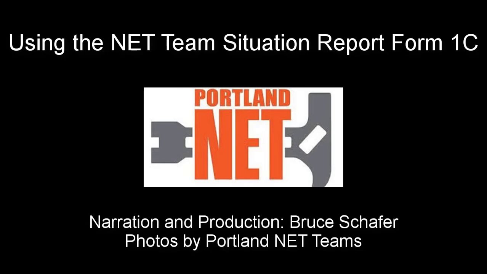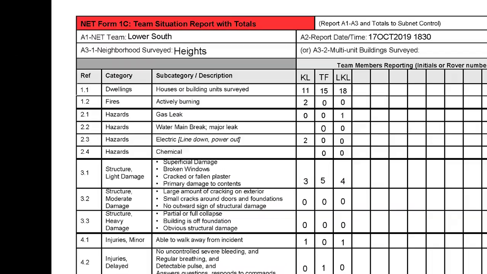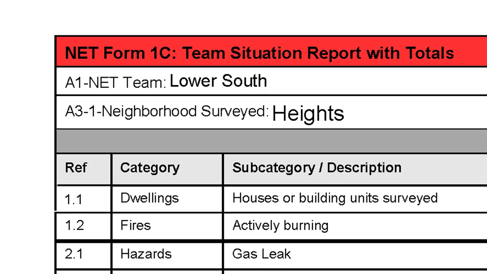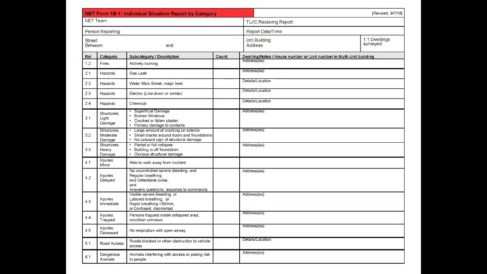This video will give you a brief overview of the Experimental Net Form 1C, also known as Team Situation Report with Totals. It assumes that team members have given you one or more 1B individual situation reports.